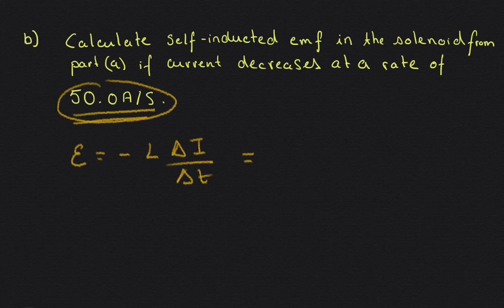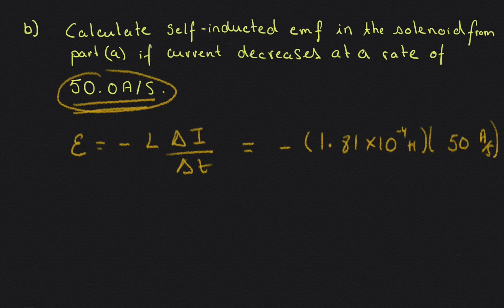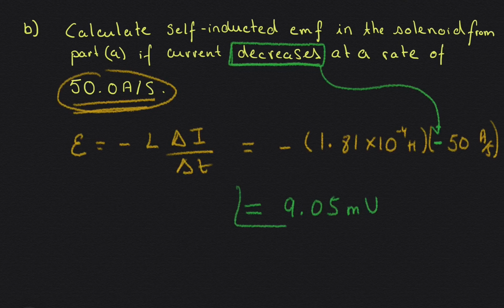So this is equal to negative 1.81 times 10 to the negative 4 Henry multiplied by 50 amps per second. And here I want to note something, that we have the rate which is decreasing. So if I have a decrease, I'm going to put a negative sign here because it will be decreasing. If it just said increasing, I would have left it as 50 or positive 50. And the solution is 9.05 millivolts.